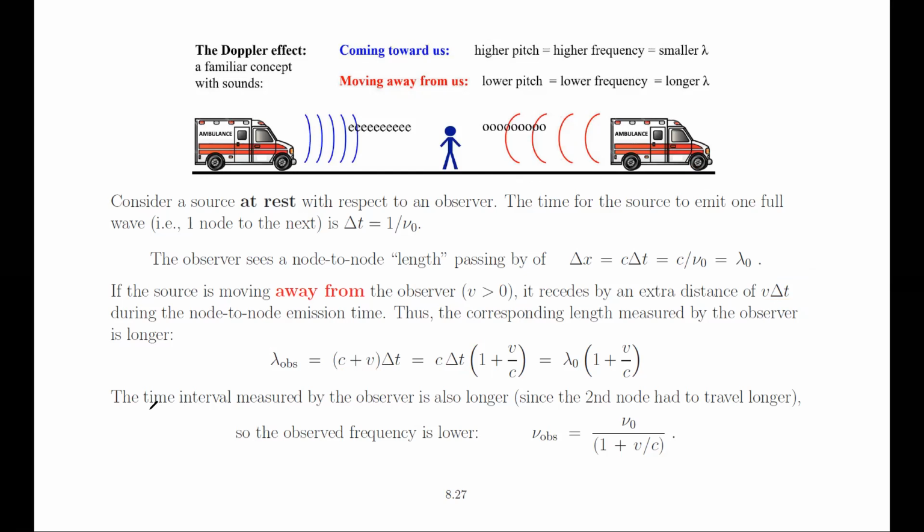Now, if you want to measure the time interval measured by the observer, that's also longer, right? Because that second point that I drew had to travel longer since it's further away to get to you. So that means that everything is longer by a factor of, well, it's going to be delta t times 1 plus v over c like this. And that means that the frequency, which is 1 over that time interval, is going to be lower. So this 1 plus v over c now has to go to the denominator because, again, frequency is 1 over a time interval. So yeah, moving away means that the wavelengths get longer and the frequencies get lower.